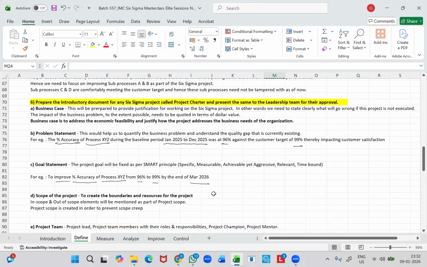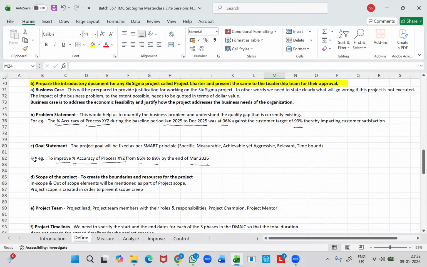So the proper goal statement would be something like this: to improve percentage accuracy of process XYZ from 96% to 99% by the end of March 2026. So there will be a question on this as well. They would have given a sample goal statement and they will ask you to validate whether this goal statement is correct or not. So if you find the goal statement on similar lines to the example I have given here, then you can safely tick the option that the goal statement is correct, right?